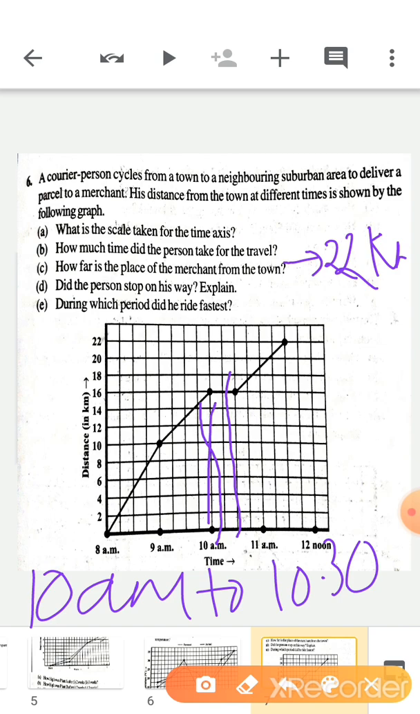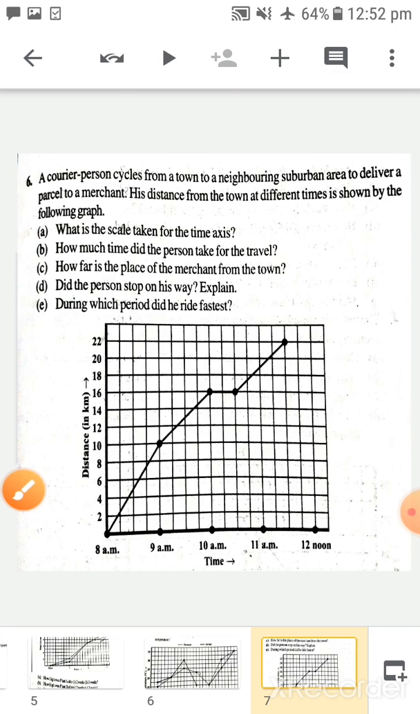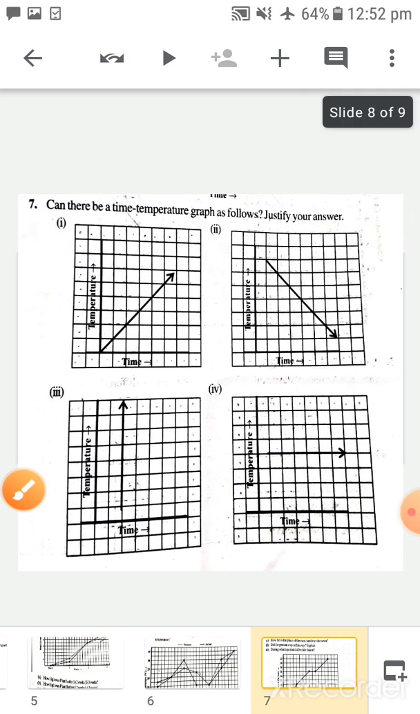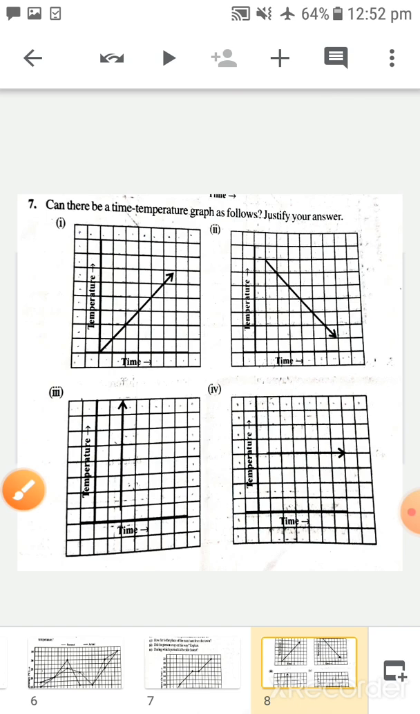Okay, now part E is, during which period did he ride fastest? So between 8 and 9 he rode fast because he covered 10 kilometers. So between 8 and 9 he rode the fastest. Now let's move to the next question. The next question is question number 7.